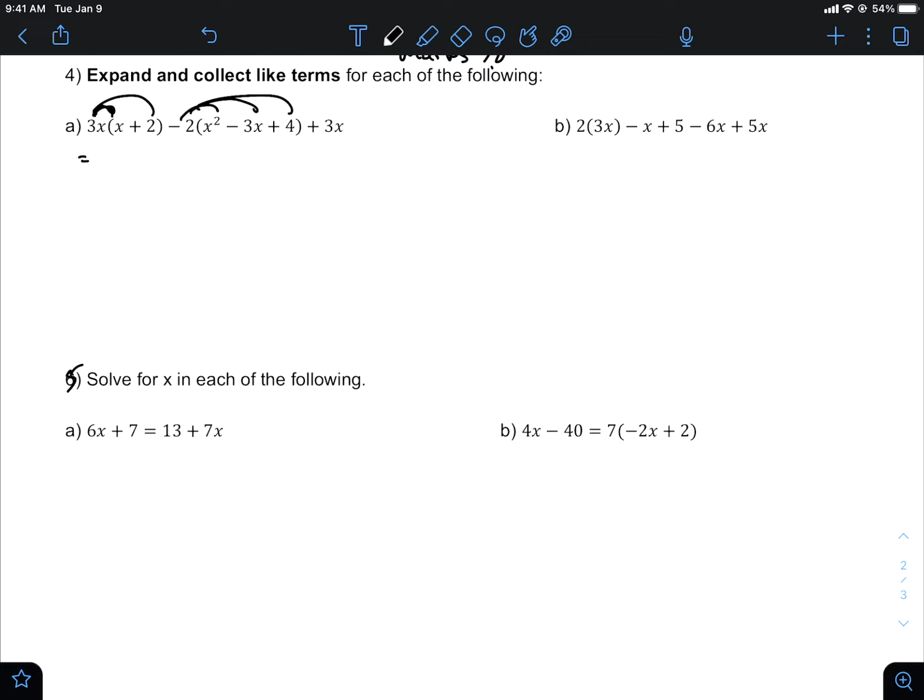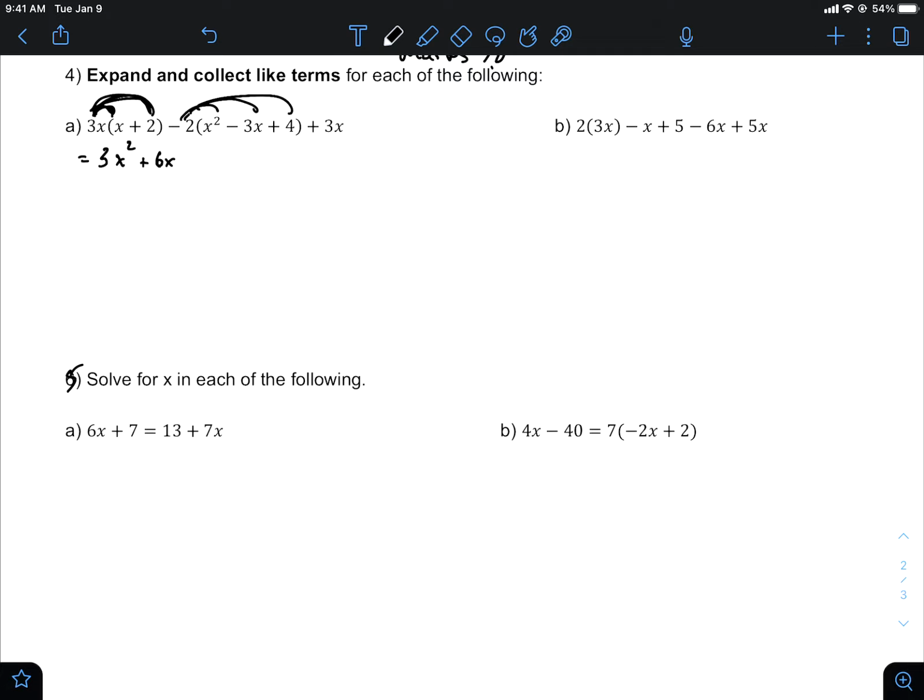That's this first arch right here. That's x squared with a 3 on it. Right? And then 3 times 2 with an x on it would be plus 6x. Okay, and the next one's a little tricky. I'll admit that. You got to take care of the minus as well.